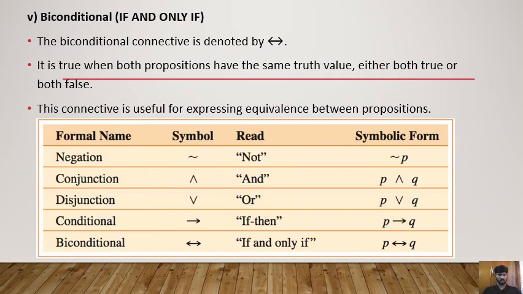Biconditional, if and only if. It is true when both propositions have the same truth value, either both true or both false. This connective is useful for expressing equivalence between propositions. Negation, conjunction, disjunction, implication, biconditional, read as not, and, or, if then, if and only if, with their symbolic forms.